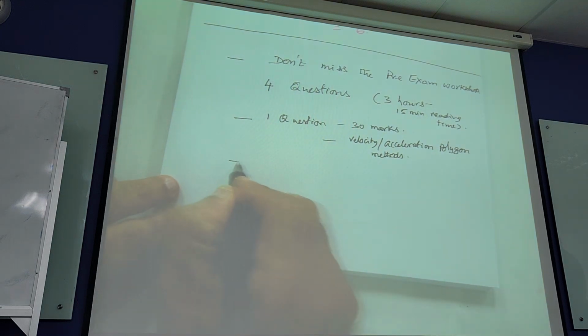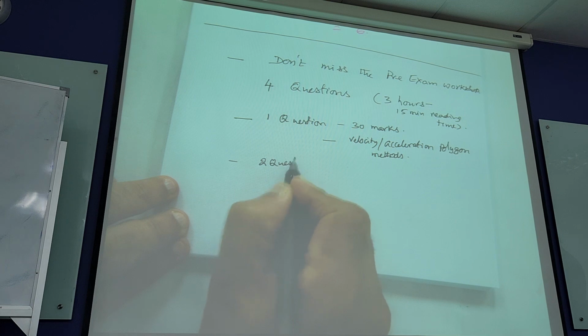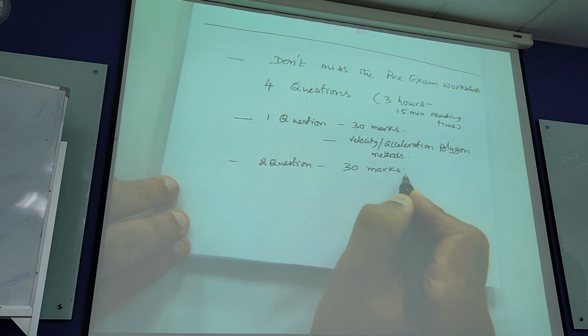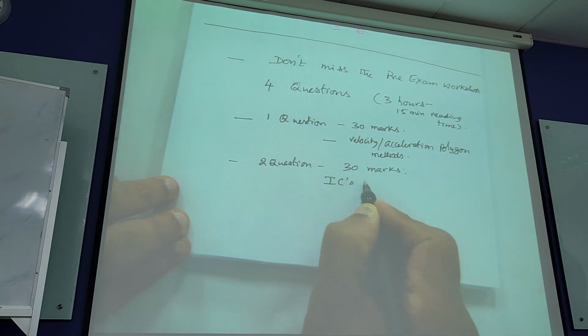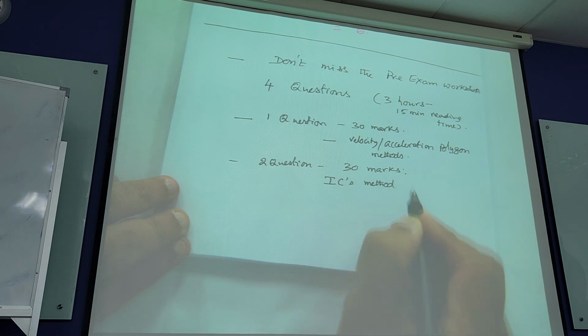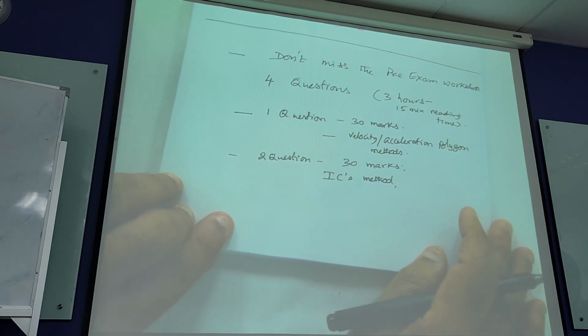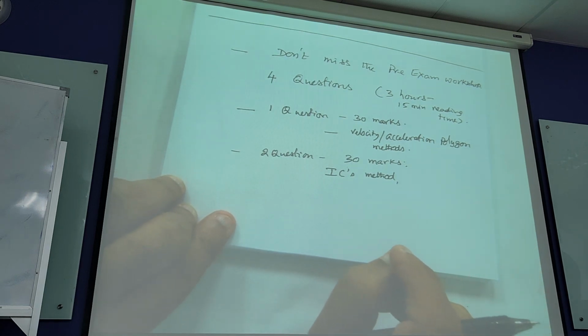Okay, so second question, 30 marks. IC's method. This is where actually some of the students don't get any marks, mainly because they can't even identify the pin joints as the ICs on the figure. So probably they go blank or something. It happens to less than 5%, so it's not a big thing.